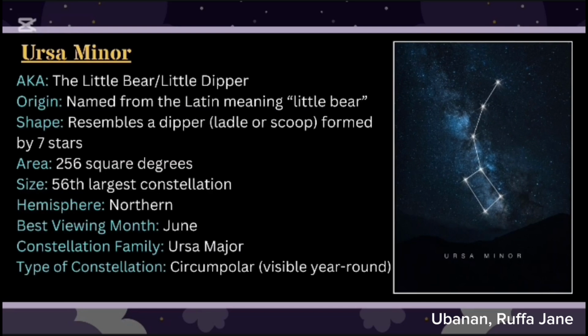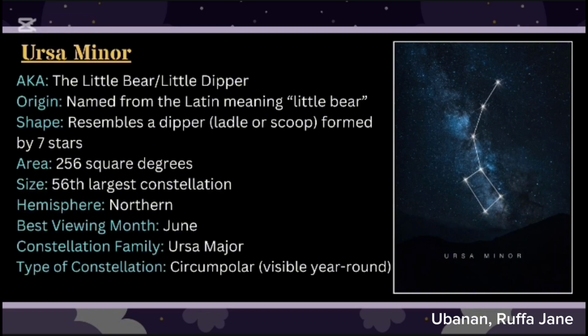The constellation is also known as the Little Dipper because its seven brightest stars form a distinctive dipper shape, just like the Ursa Major. Ursa Minor is a smaller constellation covering 256 square degrees of the sky. It's the 56th largest constellation in the sky and it's located in the northern hemisphere. The best time to view Ursa Minor is during the month of June, and it is part of the Ursa Major constellation family, which means it's located near the constellation Ursa Major in the sky.